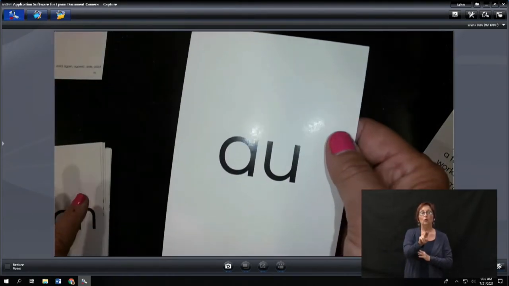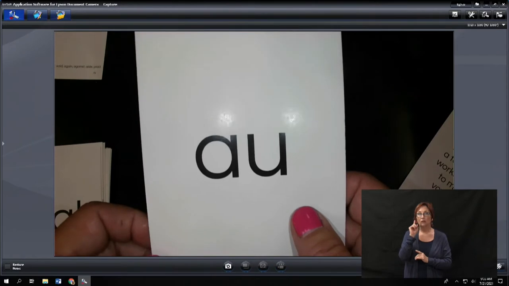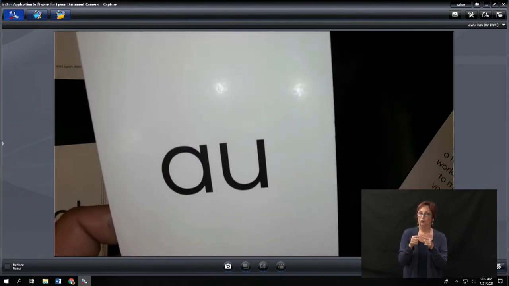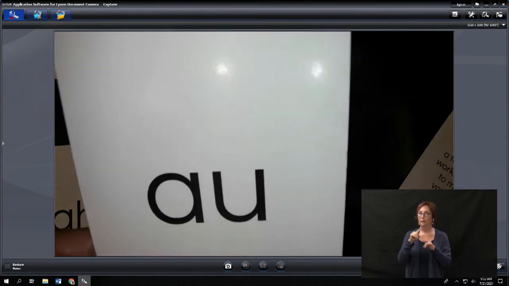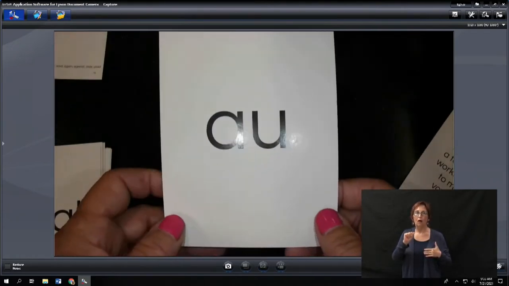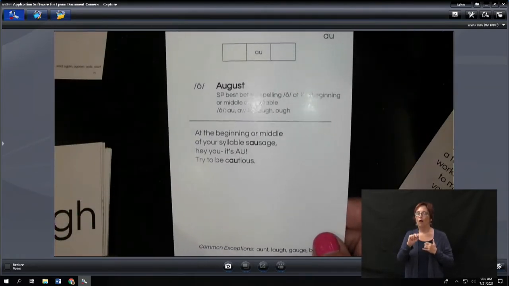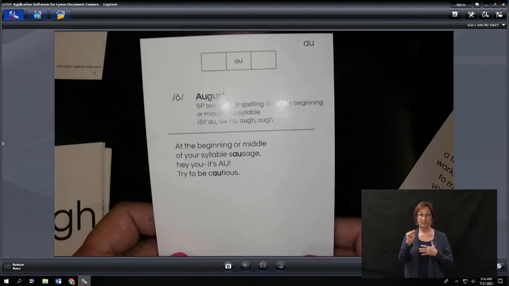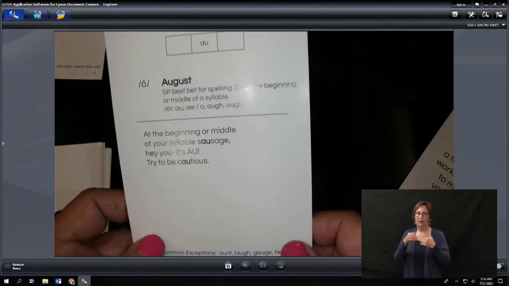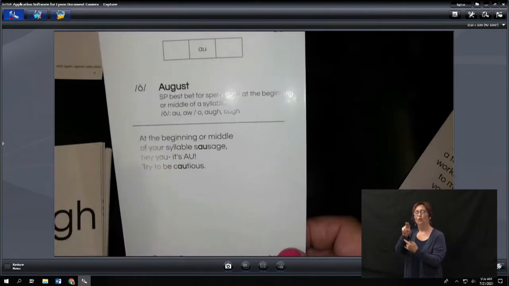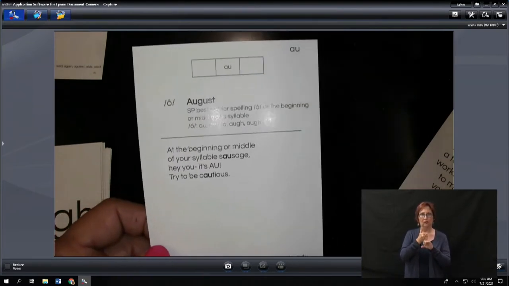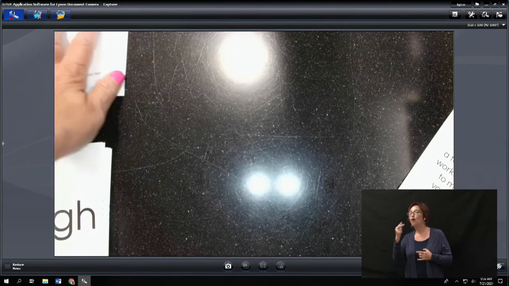AU is a tricky sound because it's very close to a short O sound. But I teach my kids, it's deeper in your throat, and you say, aw. What is it? Aw. AU says aw, as in August. Everybody say August. August. It's very important to have the key word for this particular one because it's a difficult sound for them to sound out. And I would say it's aw, as in August, when we do an auditory drill.